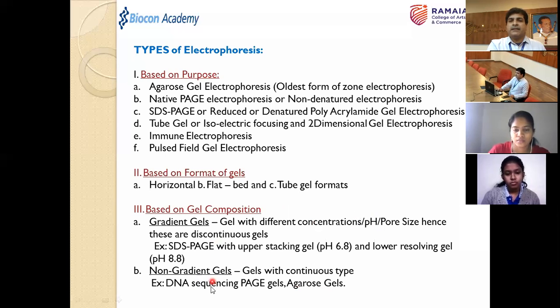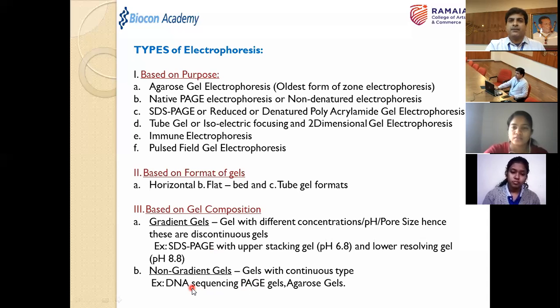And for DNA sequencing, one type of technique uses polyacrylamide gels only, and that is again continuous. SDS-PAGE is for proteins, okay? And polyacrylamide for DNA is used only for sequencing. Otherwise, for DNA, the most commonly used electrophoresis technique is agarose gel electrophoresis. Understood?